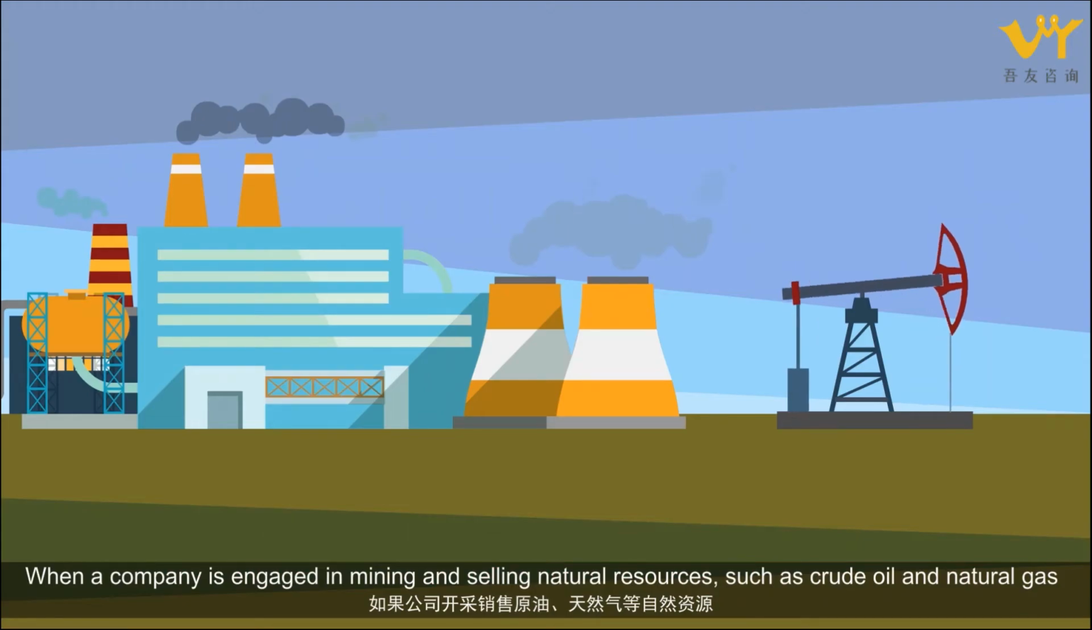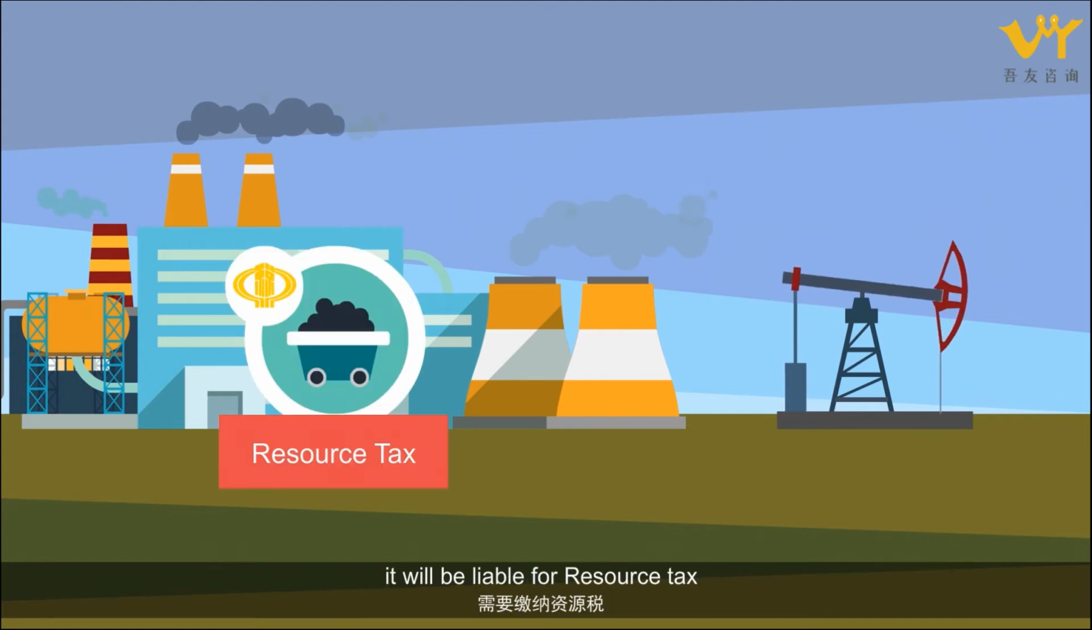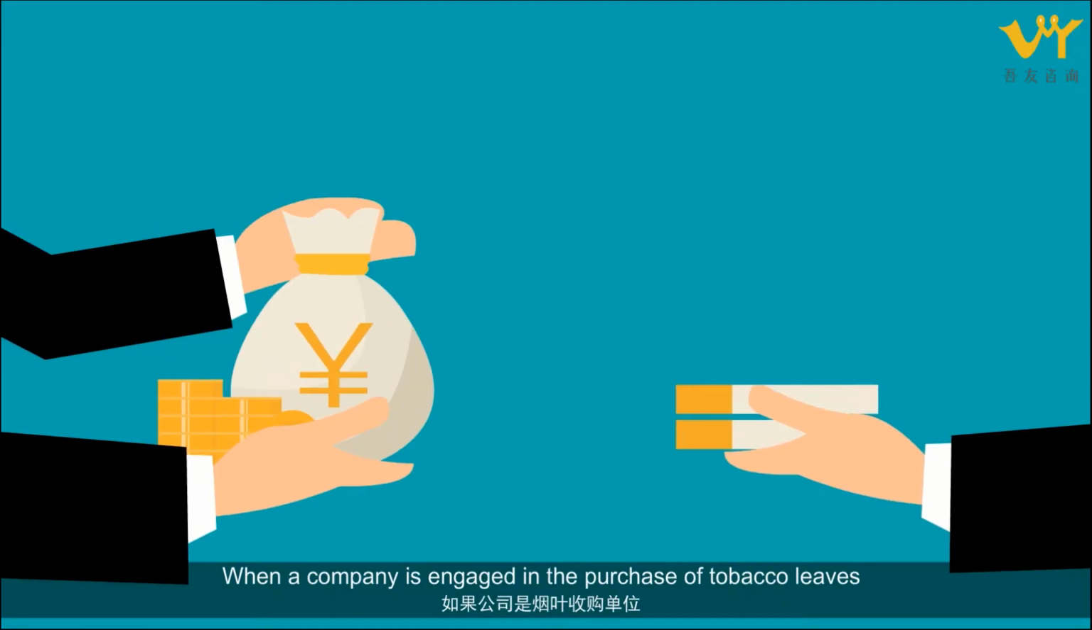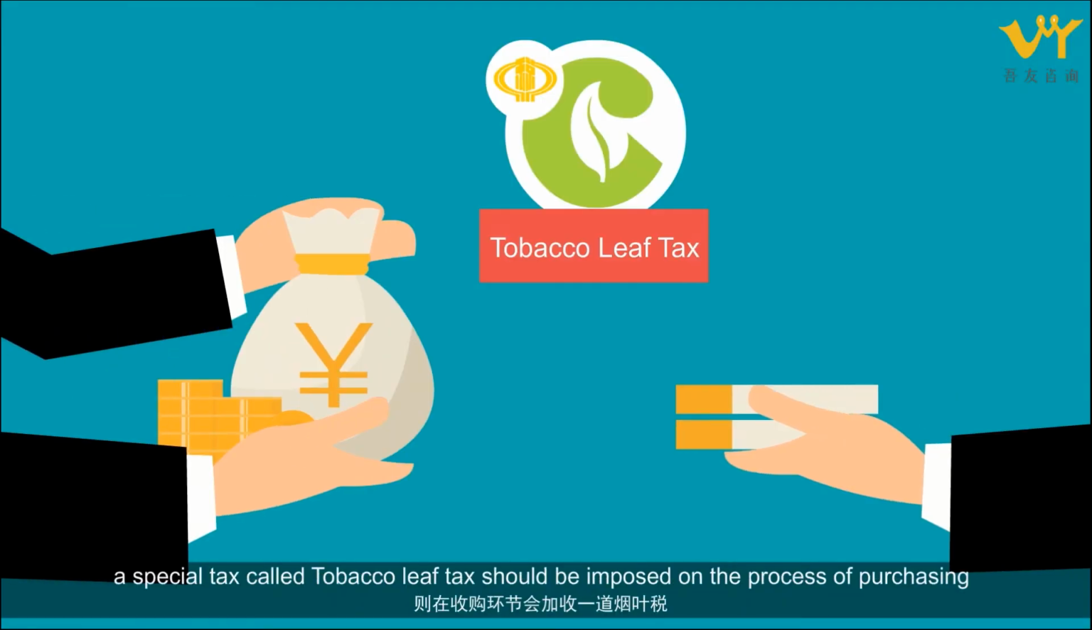Where companies are engaged in mining and selling natural resources, such as crude oil and natural gas, you will be liable for resource tax. Where companies are engaged in the purchase of tobacco leaves, a special tax called the tobacco leaf tax should be imposed on the process of purchasing.